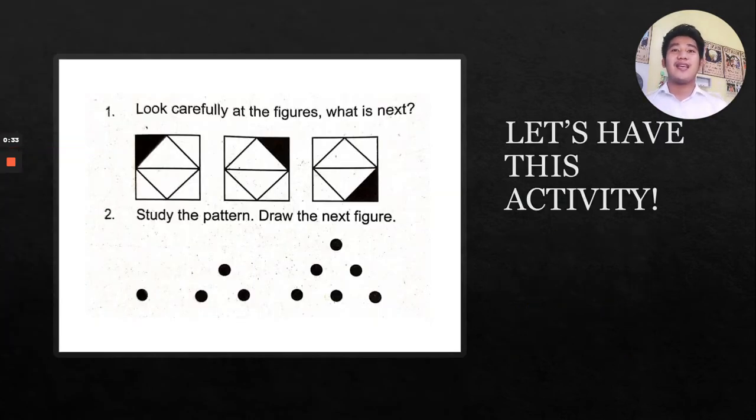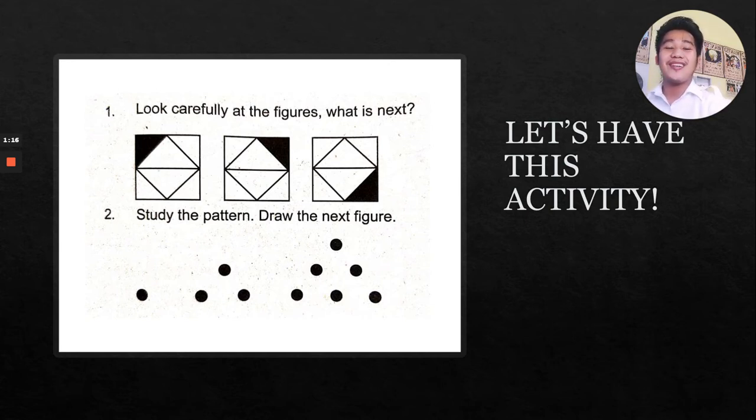And for this activity, look carefully at the figures and then think of what figure will be next, okay? Number one, with that figure, it is a square. Inside the square, we have 6 triangles, and the shaded triangle here is the upper left. And the second figure, the shaded triangle is the triangle in the upper right, and then the third figure, the lower right. And what will be the figure?